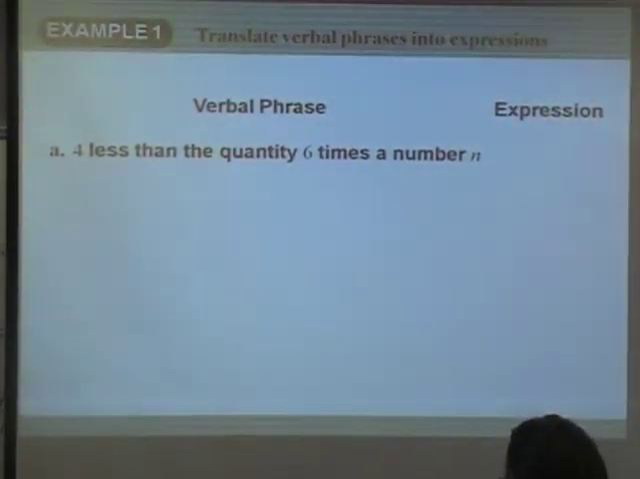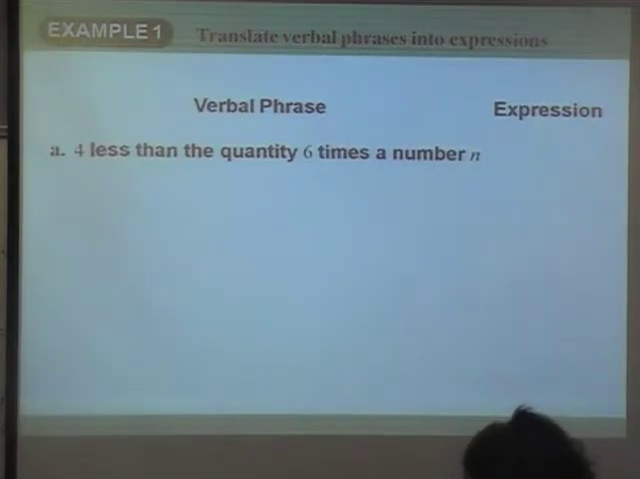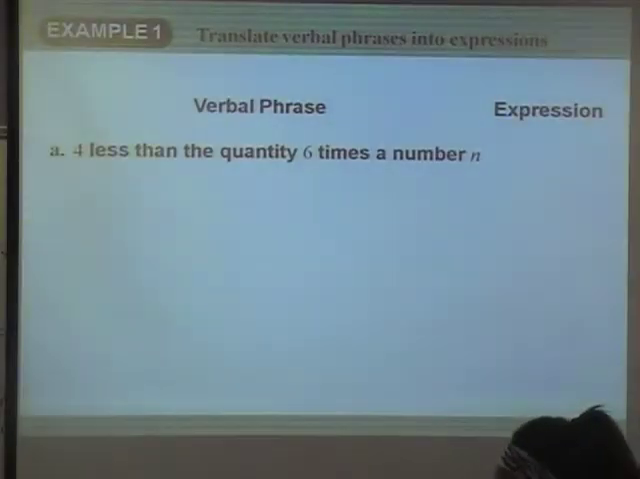What is this section, 4? Section 4? All right. The verbal phrase is "4 less than the quantity 6 times a number." Now we have 3 things in here. And we're really talking about "less than" not being subtraction necessarily. It could be a greater than or equal to sign. We're going to introduce inequalities in this.